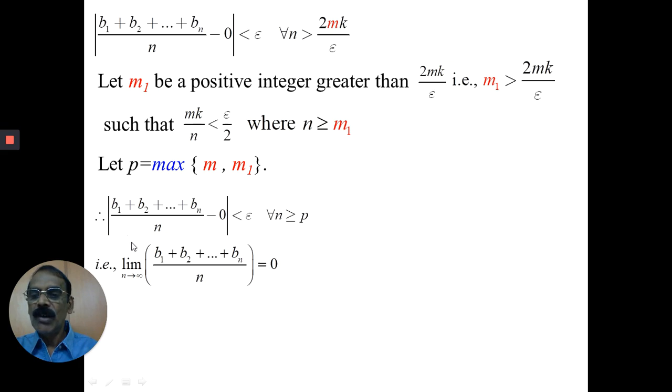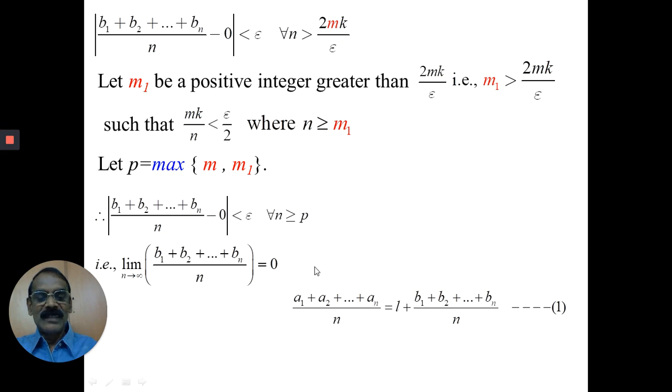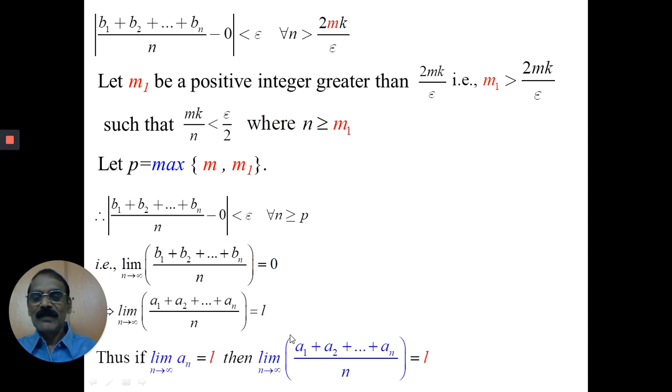That is, by the definition of a convergent sequence, the limit of (b1 plus b2 plus so on plus bn) by n is equal to 0. Since we already assumed that (a1 plus a2 plus so on plus an) by n is l plus this, when you take limit on both sides, this limit is 0. Therefore, we get the limit of (a1 plus a2 plus so on plus an) by n is equal to l. That is, if the sequence an converges to l, then the limit of (a1 plus a2 plus so on plus an) by n is also l. This completes the theorem.